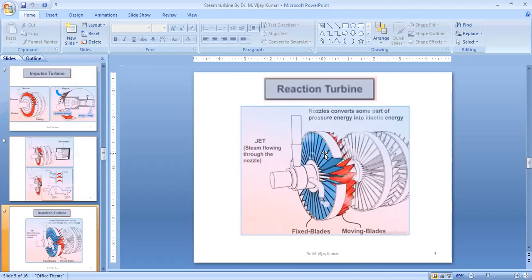You can see these are the fixed blades. This is the runner, fixed blades, runner, fixed blades, runner. There are three stages you can see here: one, two, three. Three stages of fixed blades and three stages of moving blades. You can see here, right? Here the nozzle converts some part of the pressure energy into kinetic energy.